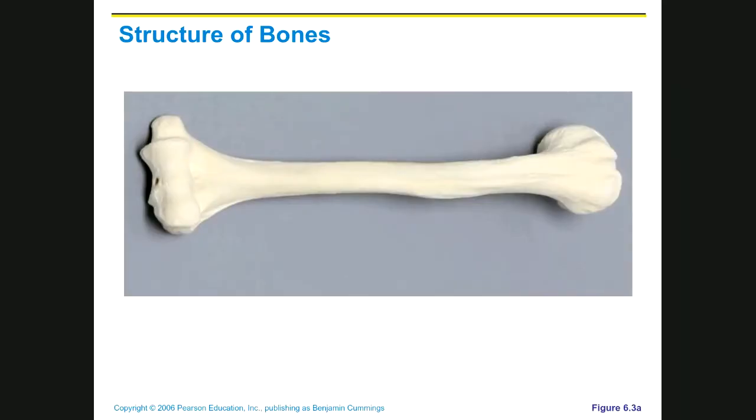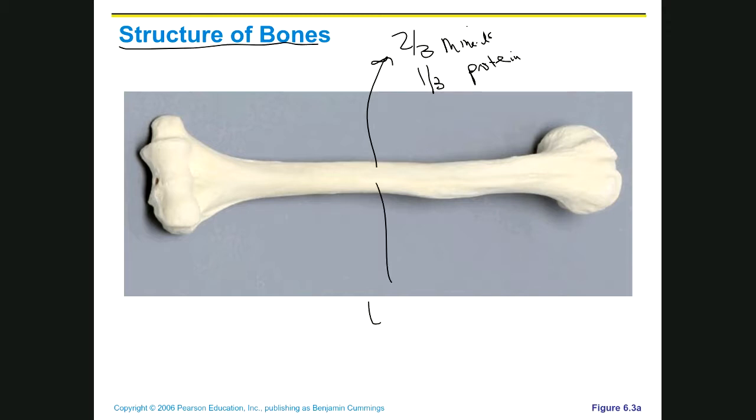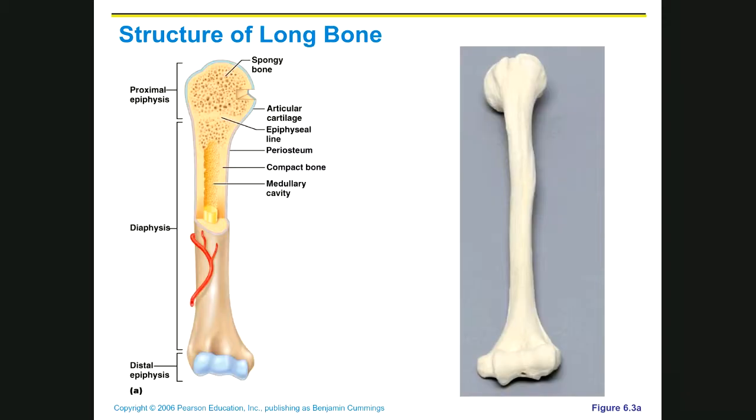But this is what bone looks like. And remember, it's 2/3 minerals, mostly calcium, and 1/3 protein, mostly collagen. Remember, bones have particular shapes, so let's look at the structure of these bones. This is a long bone, and we're going to use a long bone to talk about the structure because long bones are the most common type of bone. We have more long bones than we do anything else.